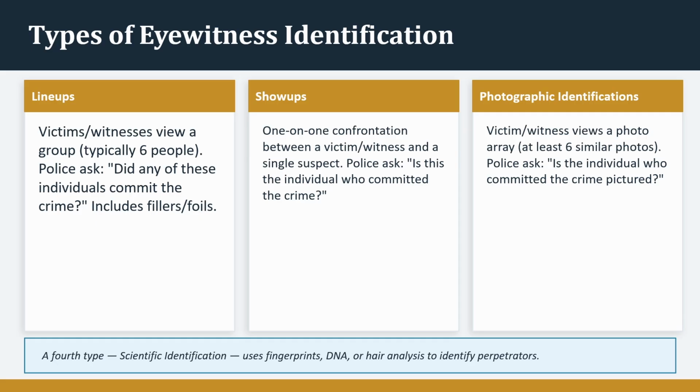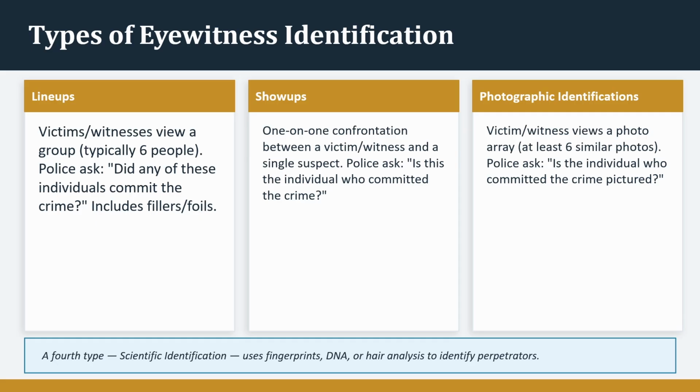A show-up is a one-on-one confrontation. One suspect, one witness. The police present a single individual and ask the witness whether this is the person who committed the crime. Show-ups are widely criticized as suggestive by their very nature, because the act of presenting a single person implies that the police believe this is the perpetrator. We will come back to that criticism repeatedly.